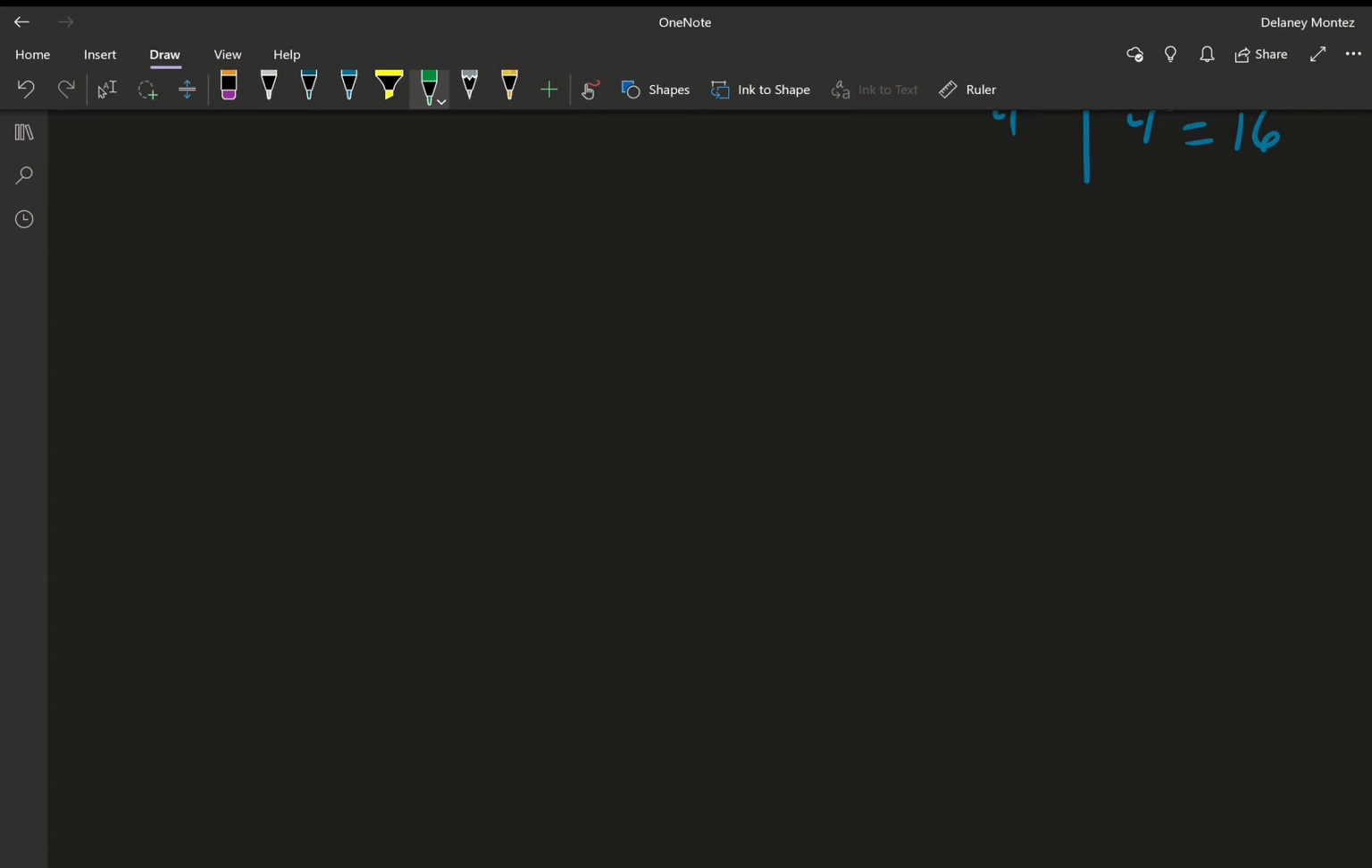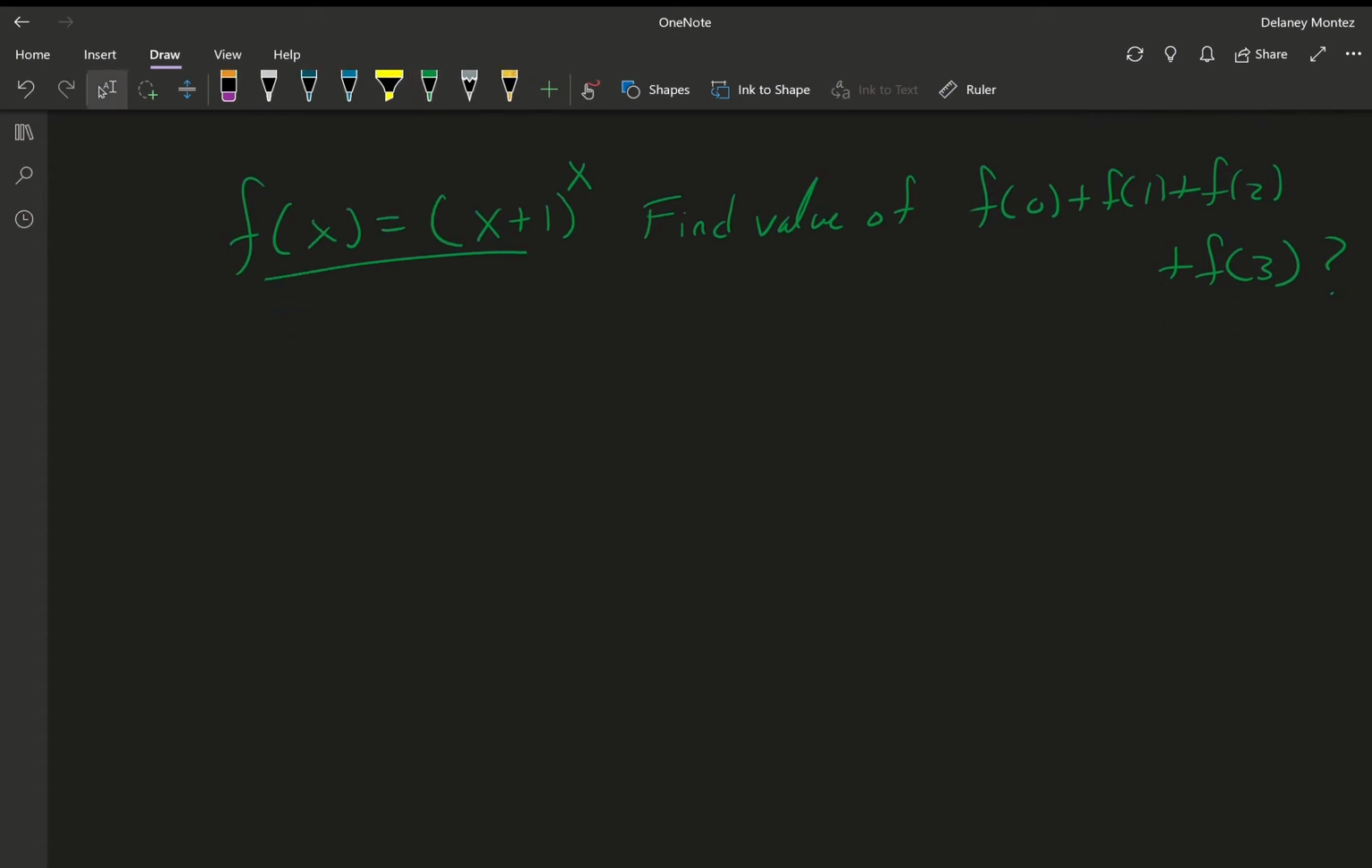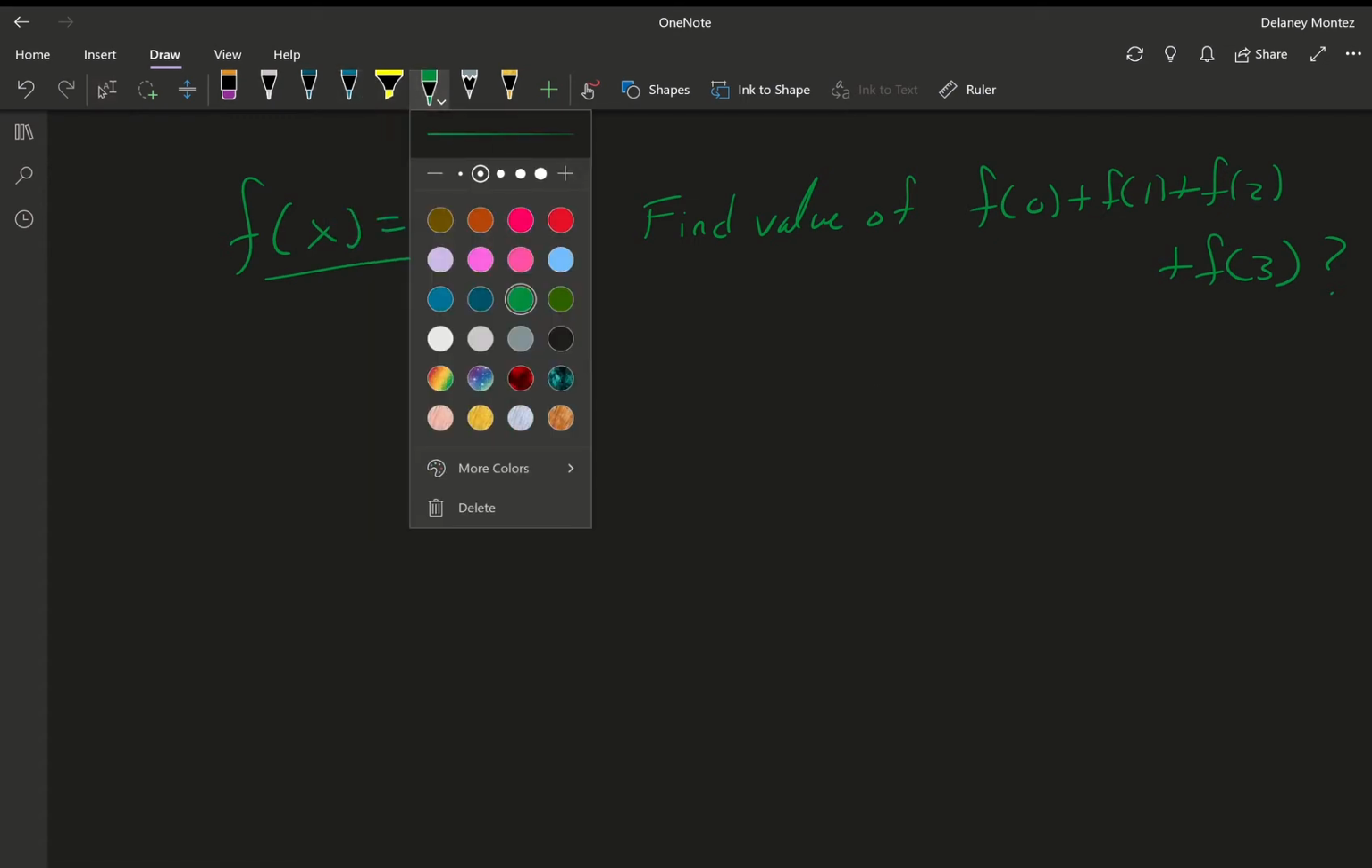So let's say we have f of x equals (x plus 1) raised to the x. Find the value f of 0, f of 1, f of 2, f of 3, and add them up. Attempt to solve that, guys, so pause the video and come back and see if you got it right.